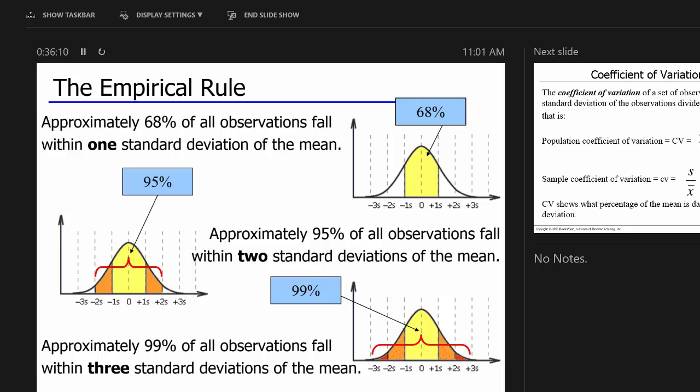To the right or to the left? How far does it extend? Infinity, yeah, it's infinite, right? It doesn't end anywhere. It comes very, very close to the horizontal axis, but it never touches it. So it goes to plus or minus infinity.